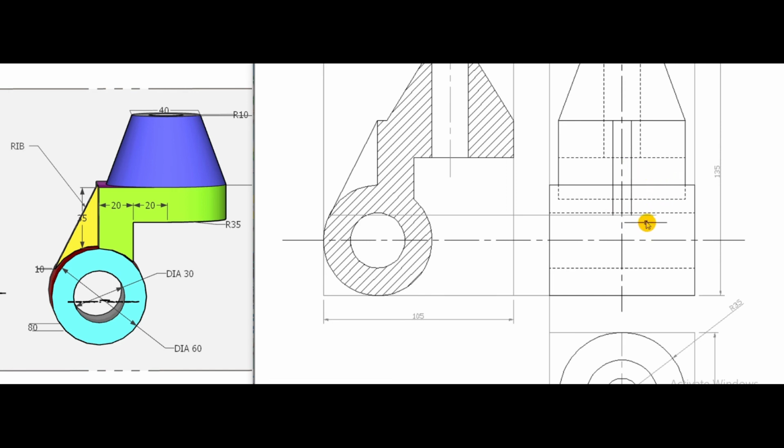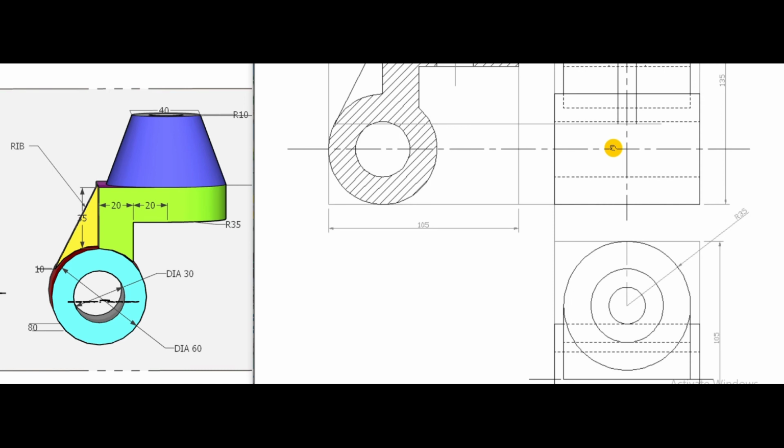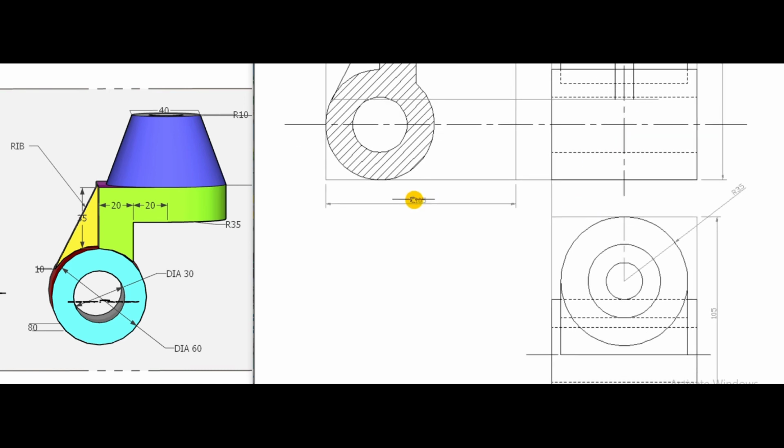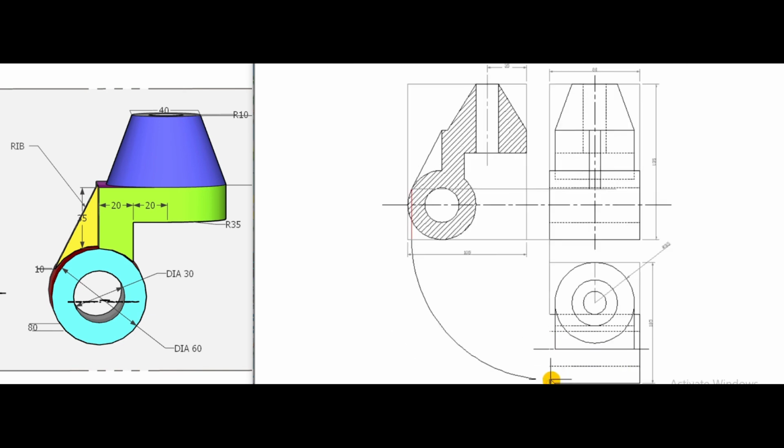Now to show the rib in top view, you take the projection in downward direction. Now take and draw this arc up to here, so that we can easily locate the rib here.